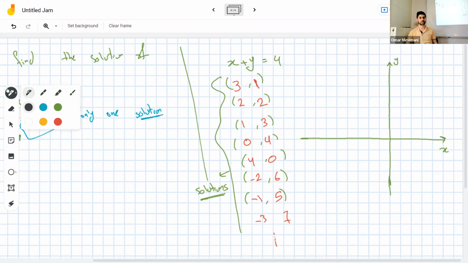So now, what was my first solution? It was 3 on x, 1 on y. So this is the first point. 2 and 2: 2 on x and 2 on y. 1 and 3: 1 on x and 3 on y. 0 and 4. I guess this is 0 and 4. Nice. 4 and 0. So that's a 4 and that's a 0.